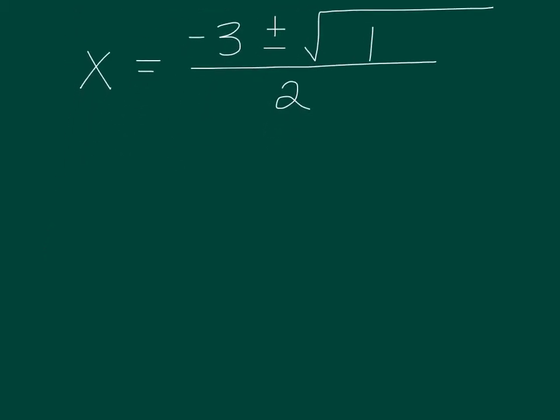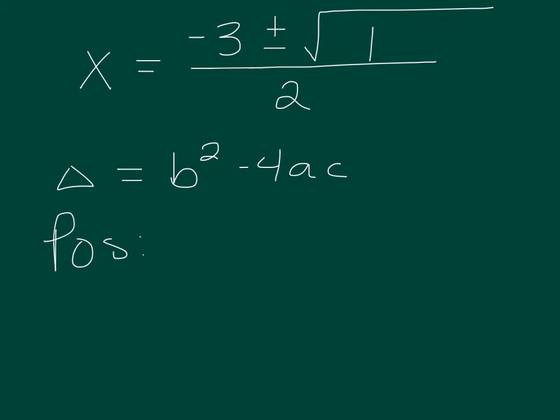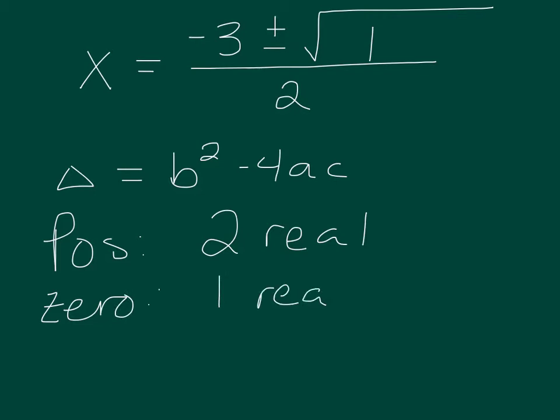Alright, so I can see that this is a positive discriminant. Remember, your discriminant is just the b squared minus 4ac part under the radical sign. If it's positive, that means you have two real answers. If it is 0, that means that you have one real answer. And if it is negative, then you are going to have two imaginary or non-real solutions.